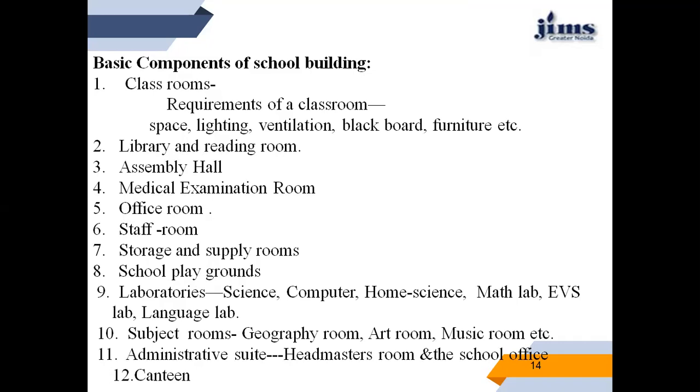The administrative suite is the headmaster's room and the school office. In a secondary school, there should be a room for the headmaster. The site for this room should be carefully chosen. It should be situated at some prominent place where the headmaster's presence may be felt strongly. It should be easily accessible to the visitors, teachers, and pupils.